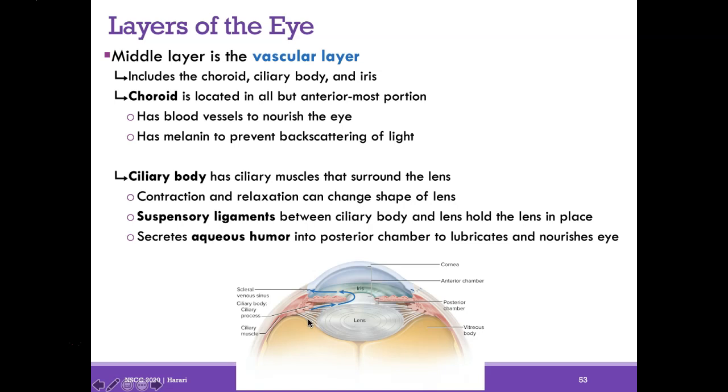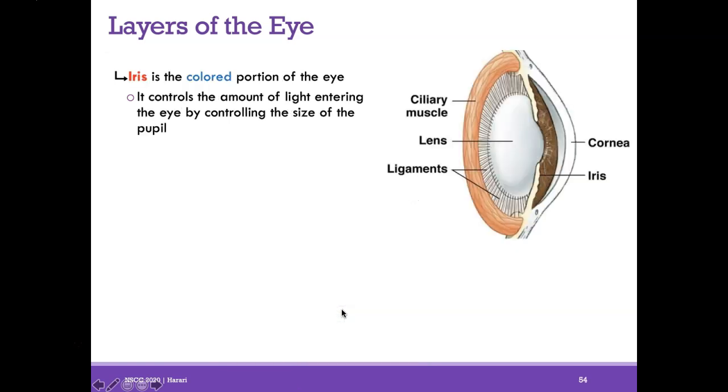So there are things called suspensory ligaments. These are these little strings here. These suspensory ligaments reach out from the ciliary body and hold on to the lens. So that's a very important function of the ciliary body. The ciliary body also secretes aqueous humor, which we'll talk about in a second. It's that fluid of the eye. So it secretes the aqueous humor, which is really very important for vision as well as the physiology of the eyeball. So that's the ciliary body and suspensory ligaments, and I could talk about the iris.